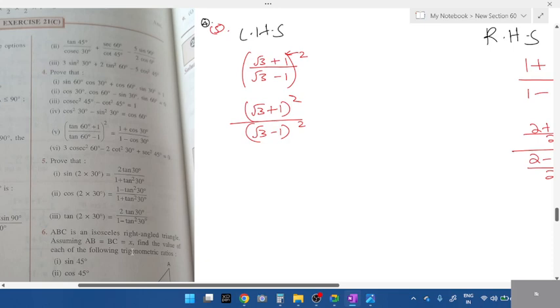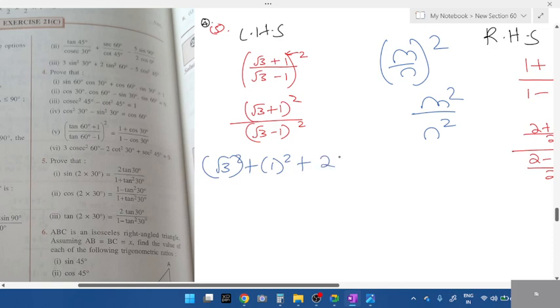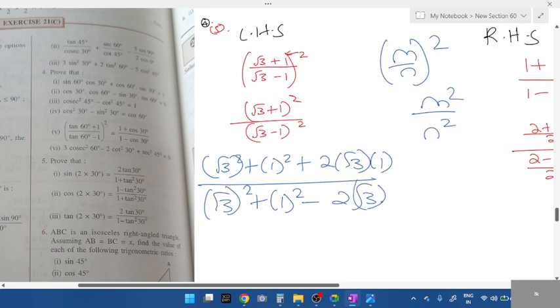There are two values, left hand side and right hand side. Take the left hand side part. Whenever there are two values like this, m divided by n the whole square, when you open the bracket, what do you get? M square divided by n square. In the same way I've taken the square, right? Numerator, how does it look like? A plus b the whole square is a square plus b square plus 2 into a into b, divided by the denominator a square plus b square minus 2 into a into b.